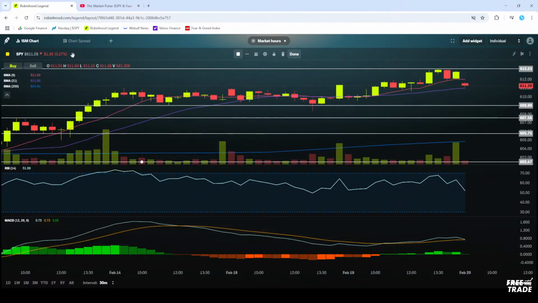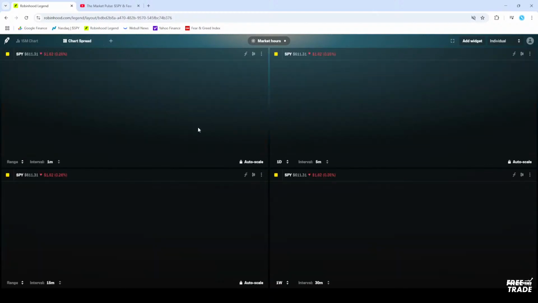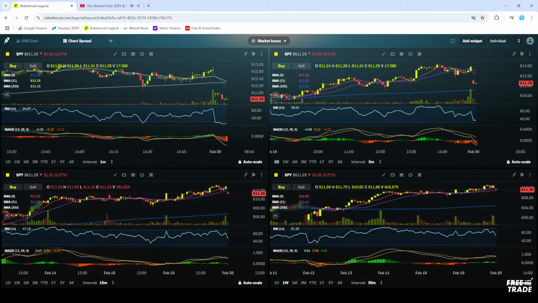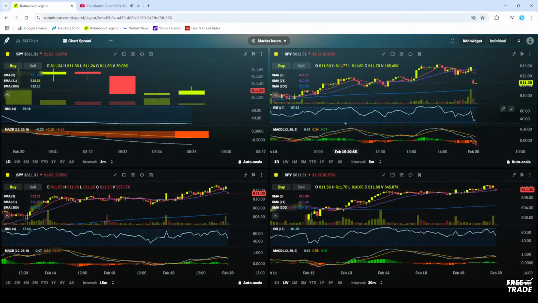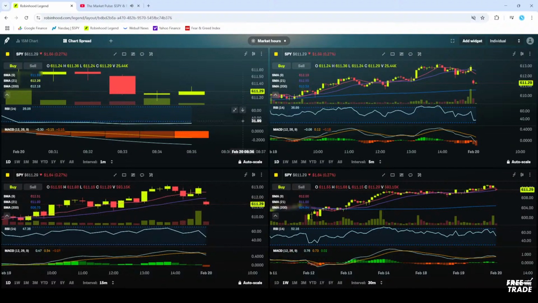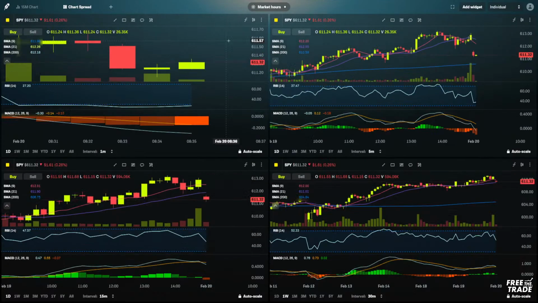Let me see here. Jump to our charts. Boom. And yeah, we've dropped quite a bit. Here's where we're at for the day. At this point, it's just kind of a waiting game, watching game.